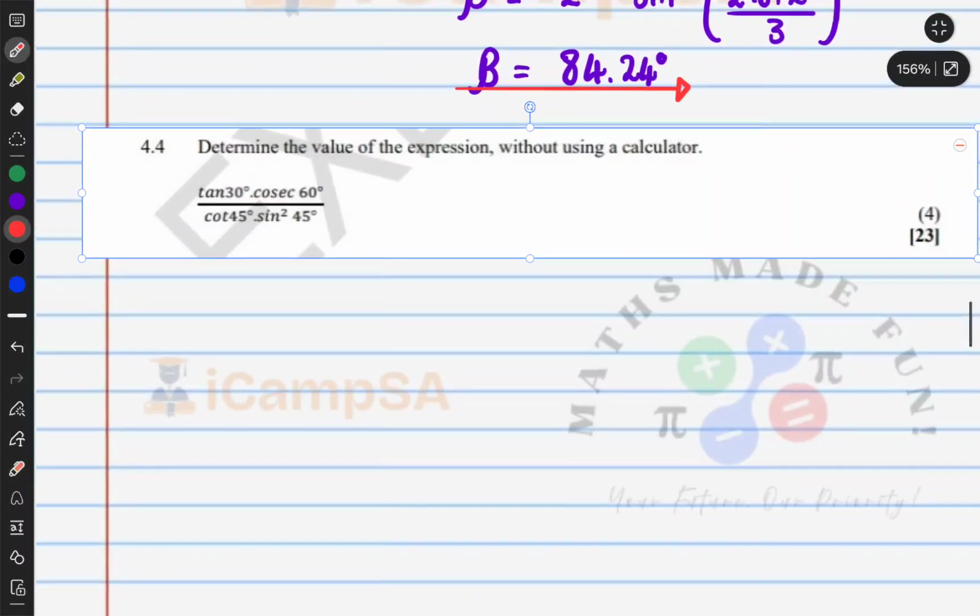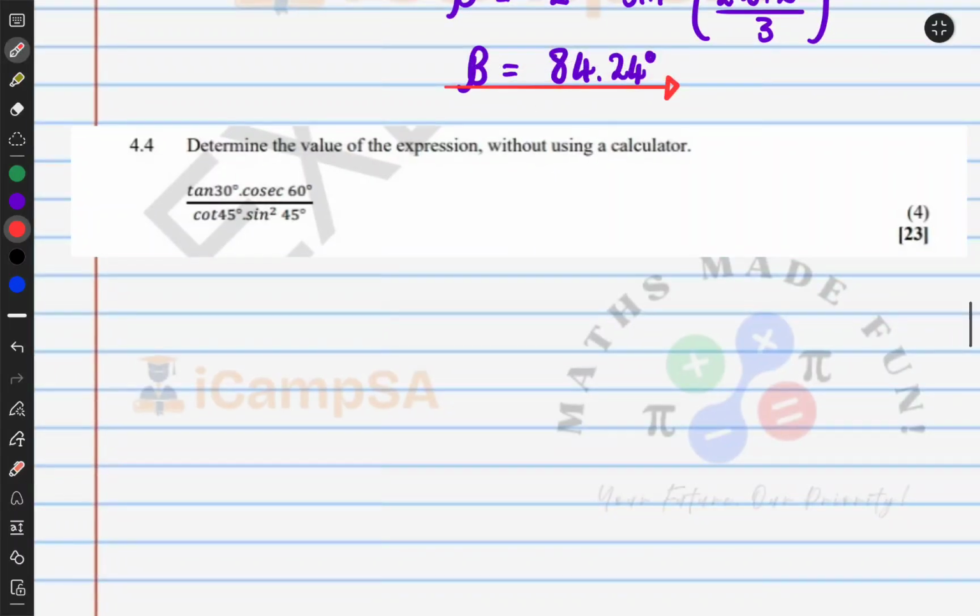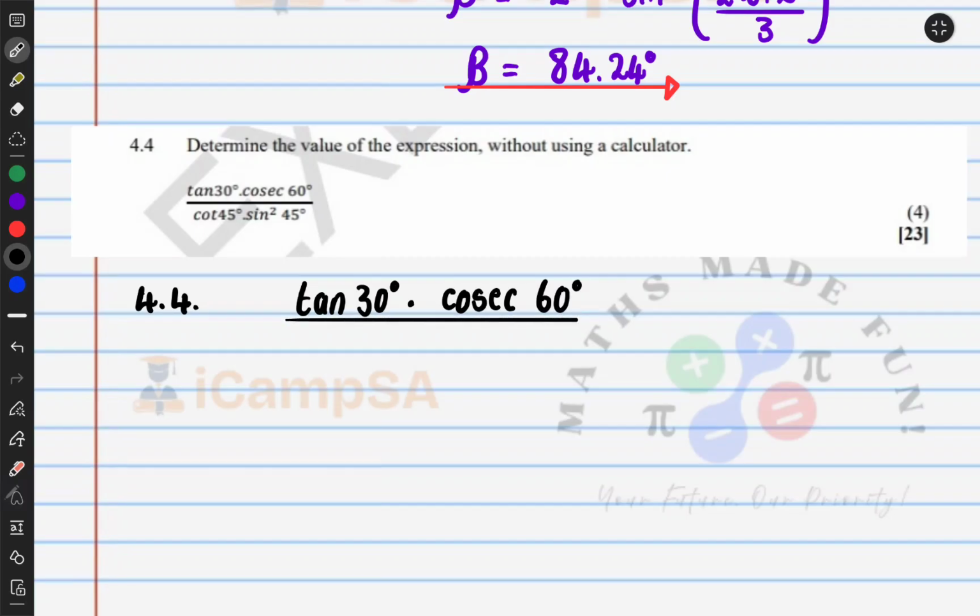So determine the expression without using a calculator. Once again, once we are told not to use a calculator, that means you're going to have to use special angles. So we have tan 30 degrees multiplied by cosec 60 degrees over cot 45 degrees multiplied by sine squared 45 degrees.